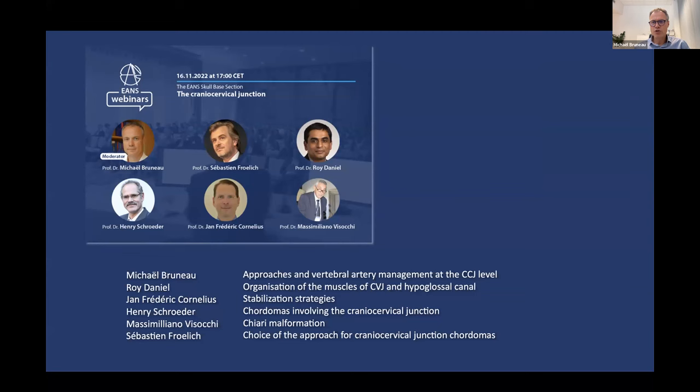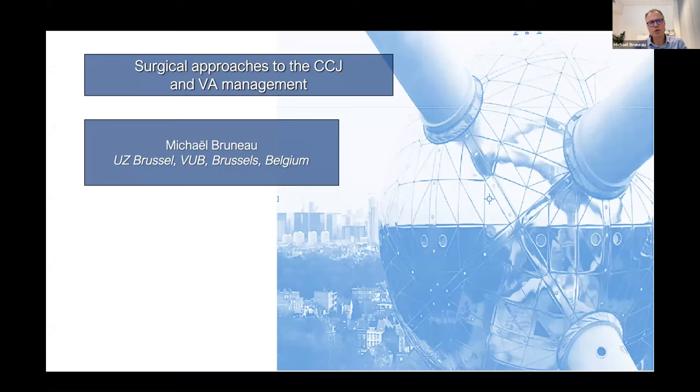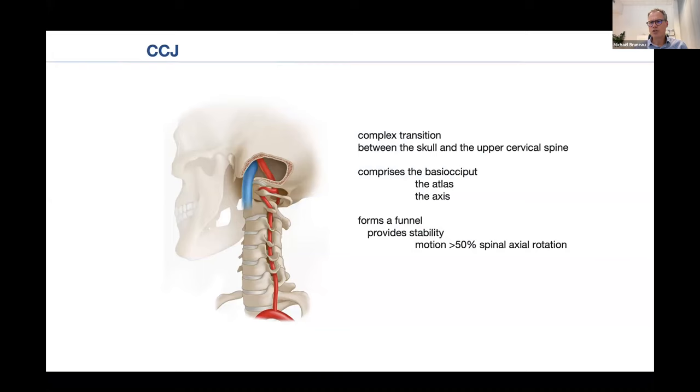So I will give the first talk about the surgical approaches to reach this very interesting and complex region and discuss with you the special topic of the vertebral artery management. The craniocervical junction is a complex transition between the skull and the upper cervical spine. It comprises the basal occiput, the atlas, and the axis, and characteristically, it forms a funnel, which on one end provides the stability, but on the other end is also responsible for the motion, meaning more than 50% of the axial rotation of the head is performed at this level, which is a truly important movement in daily life. So what are the surgical approaches?